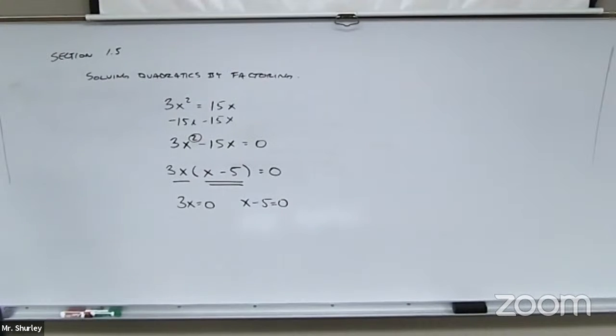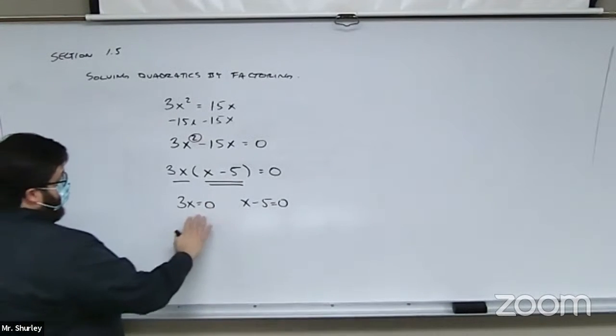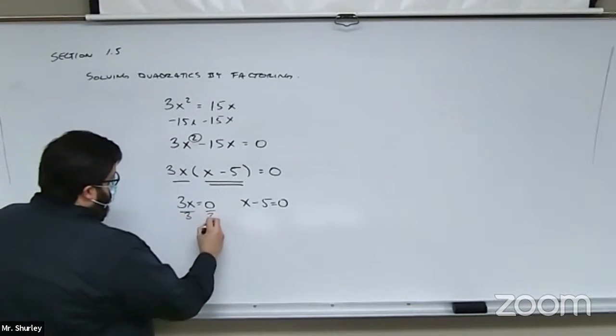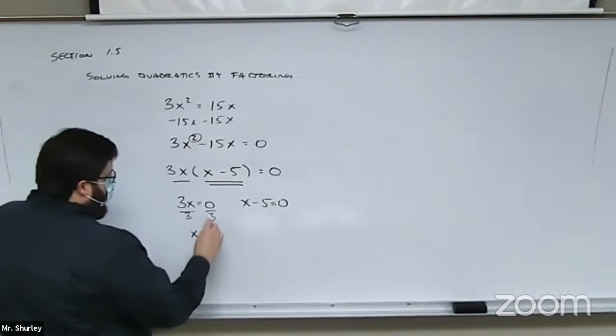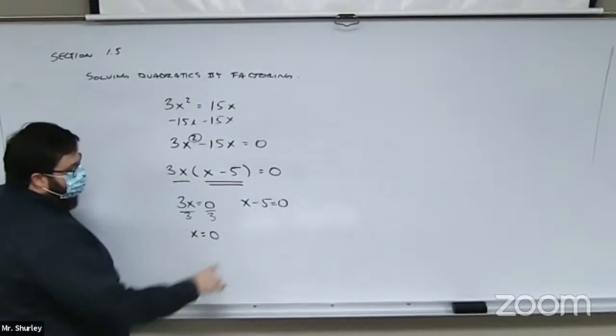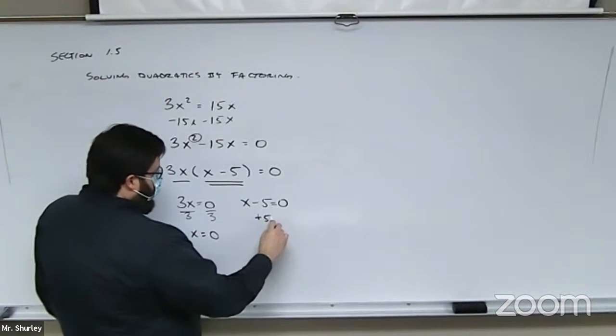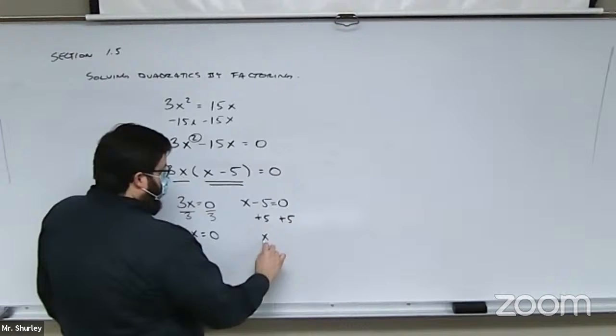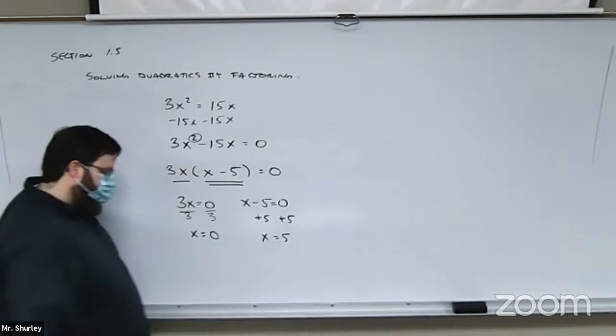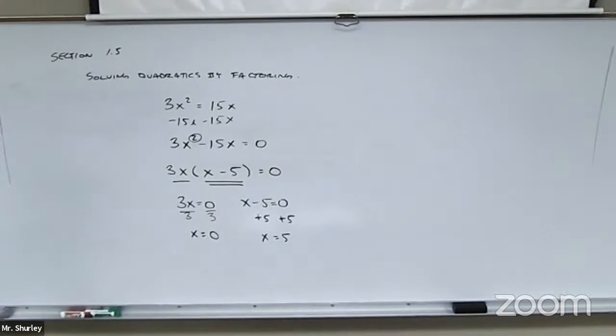It's called the zero factor property if you want to Google it. And then you just solve, right? So divide by 3. 0 divided by anything is just 0, right? And then I'm going to add the 5. So we get x equals 5. Okay.